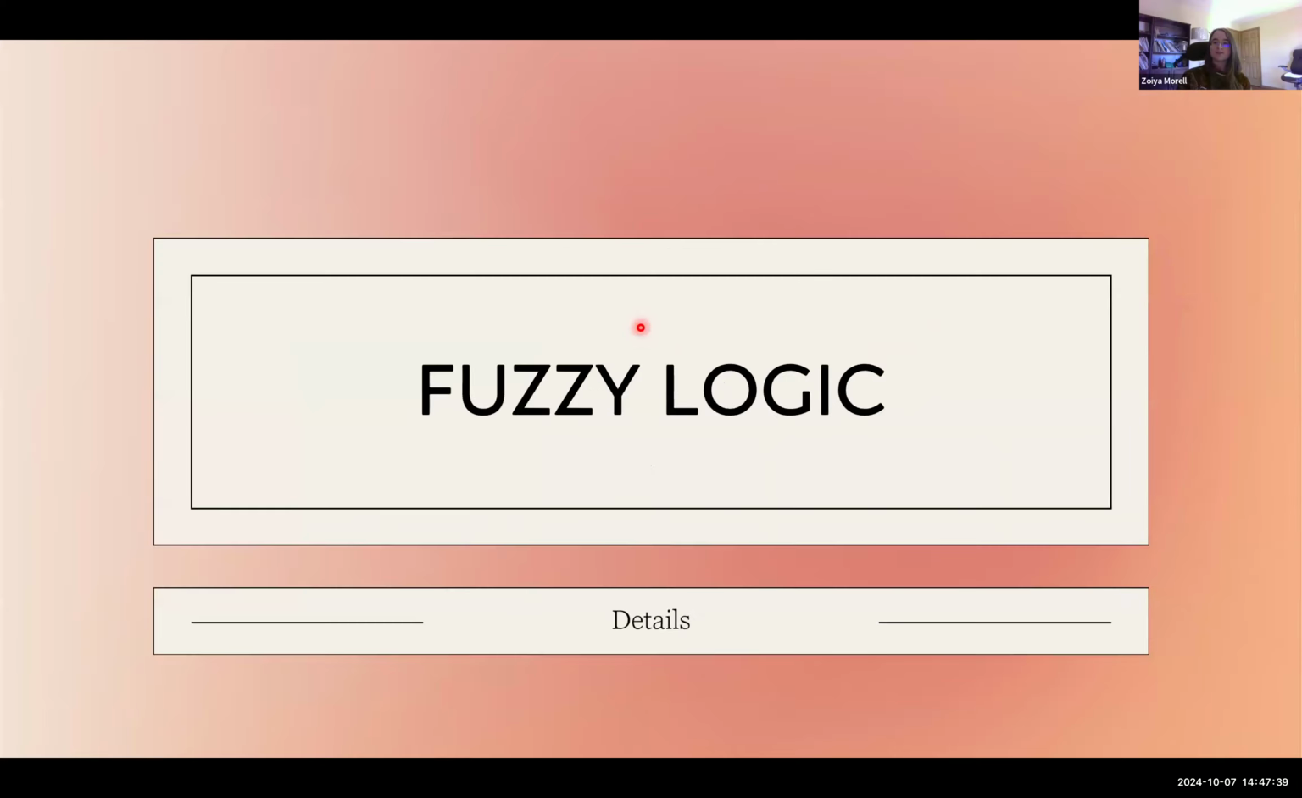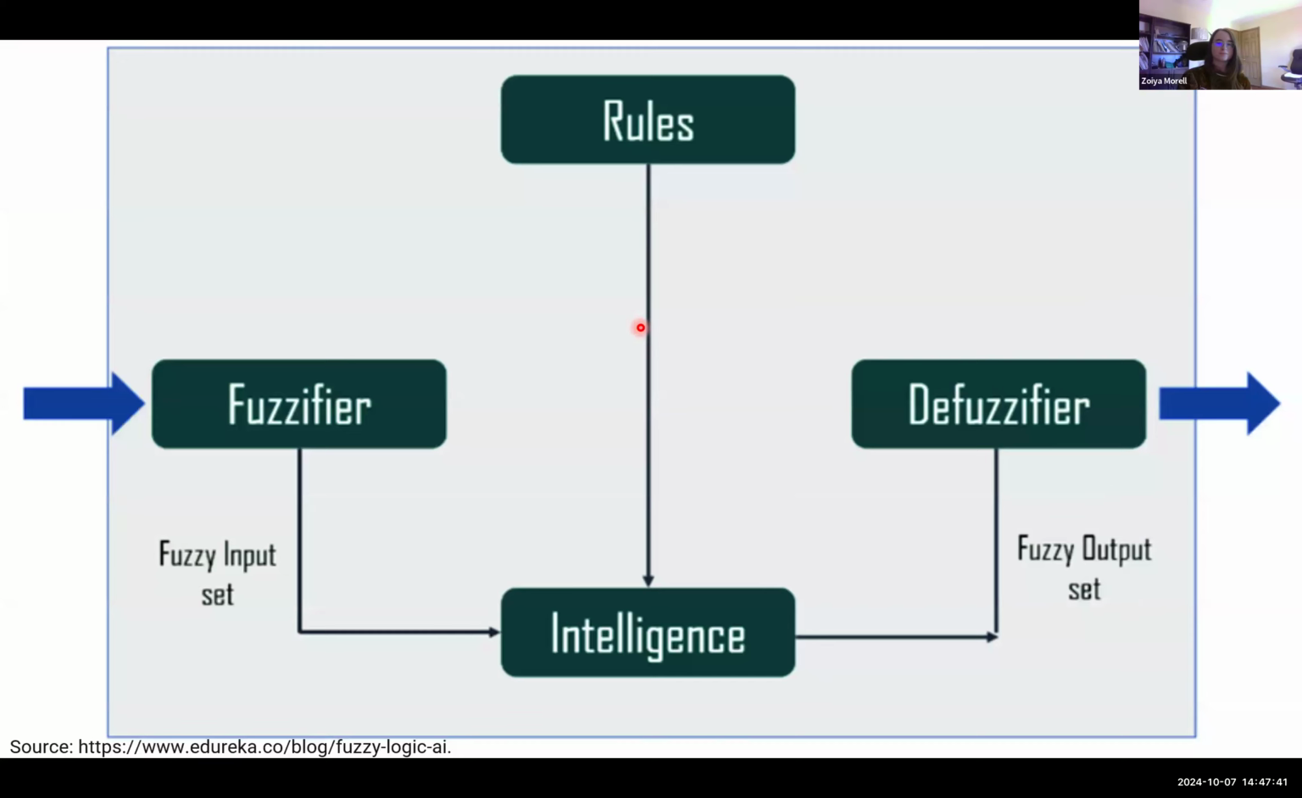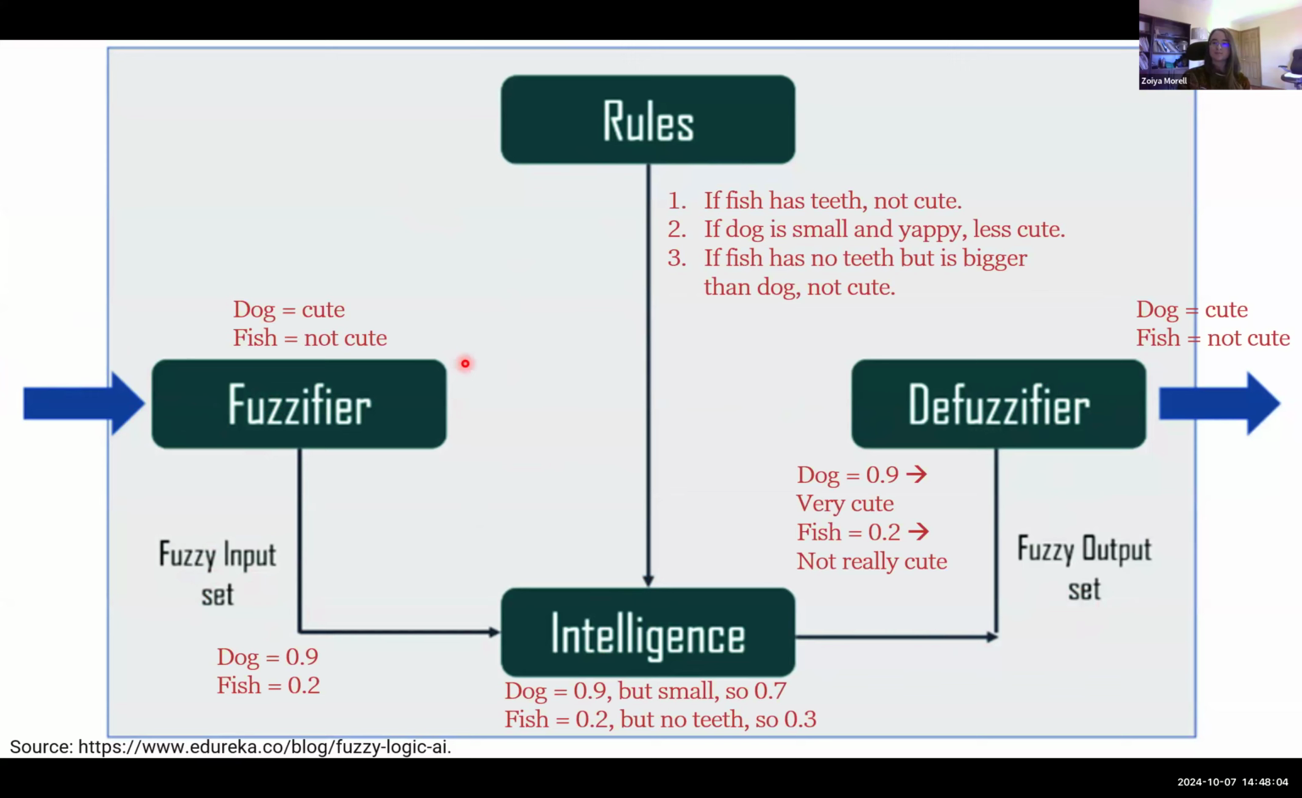Okay, so now we're going to get into the details. I know this is unclear right now because it doesn't make a lot of sense. Why would we have something going into a fuzzifier? What even is a fuzzifier? We get a fuzzy input set, we apply rules to an intelligence, we get a fuzzy output set, and then we run it through a defuzzifier? Now it's confusing. So let's dive into it with some examples.